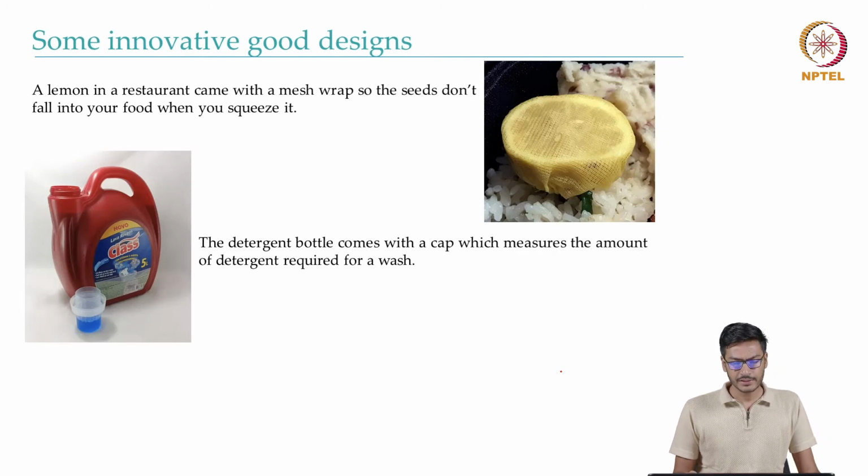Some innovative good designs we see here are a lemon in a restaurant which came wrapped in a mesh wrap so that seeds don't fall into your food. The next is the detergent bottle which comes with a cap to measure the amount of detergent required for a wash. Both of these examples are good designs because they create a better user experience and lead to a smoother experience for the users altogether.